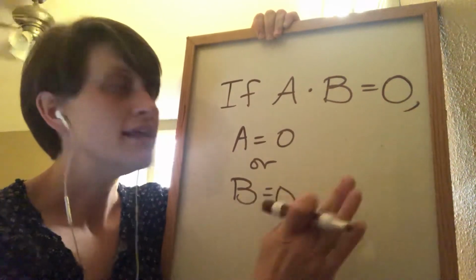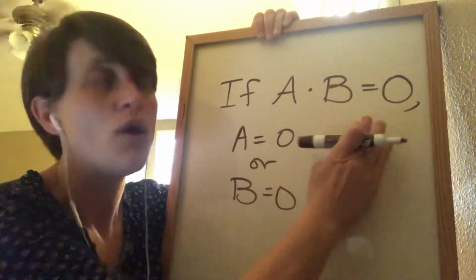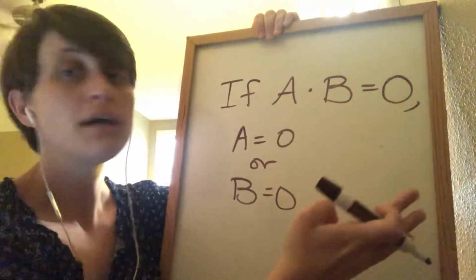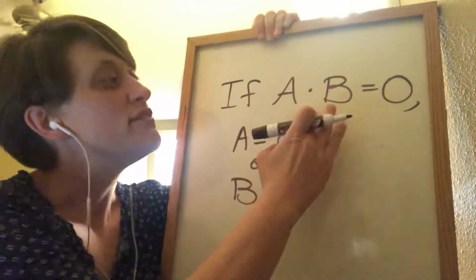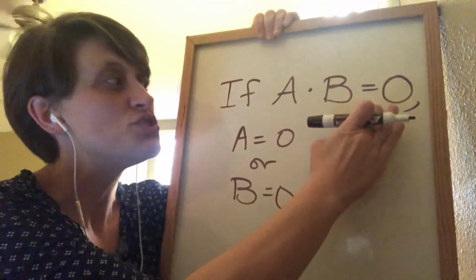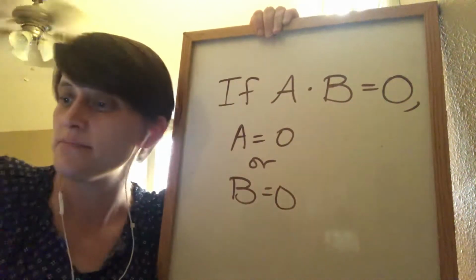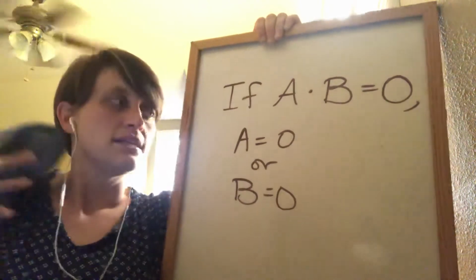The thing is, though, one side has to be 0 before you're allowed to do this. Sometimes that's the case, sometimes it's not. So if it's not the case, we have to make this true before we're able to factor and then solve these little equations. All right, so let's do some examples.